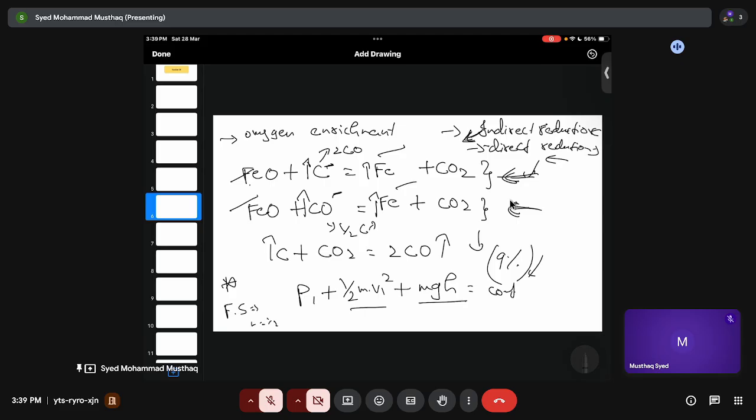Pressure is nothing but force per area, right? So F equals P times A. So there is one unit missing, okay? And yeah, this is your equation, right? So P1 plus half mv square plus mgh.